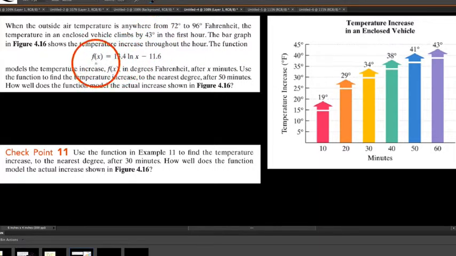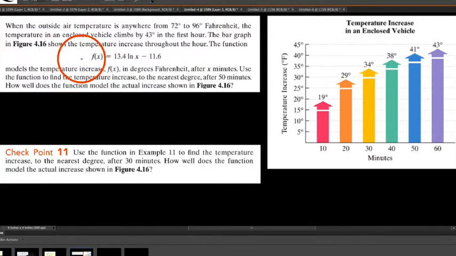So when we read through this, it says when the outside air temperature is anywhere between 72 degrees and 96 degrees Fahrenheit, the temperature in an enclosed vehicle climbs by 43 degrees in the first hour. We could see that here, it climbs by 43 degrees. It says the bar graph in figure 4.16 shows the temperature increase throughout the hour, and the function f of x, or y, equals 13.4 ln, or natural log of x, you just say ln of x, minus 11.6, models the temperature increase f of x in degrees Fahrenheit after x minutes.